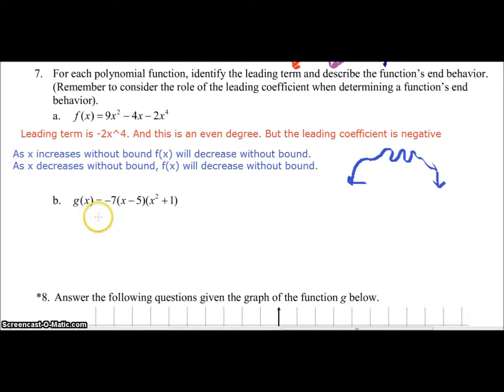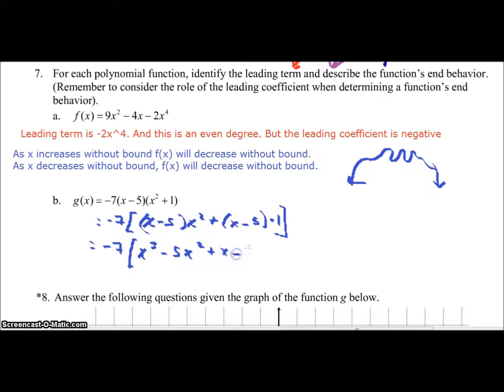Here, in this one, we don't have the leading term because the function is not in standard form. We could distribute this: x minus 5 times x squared plus x minus 5 times 1, which gives us negative 7 times x cubed minus 5x squared plus x minus 5, or negative 7x cubed plus 35x squared minus 7x plus 35.